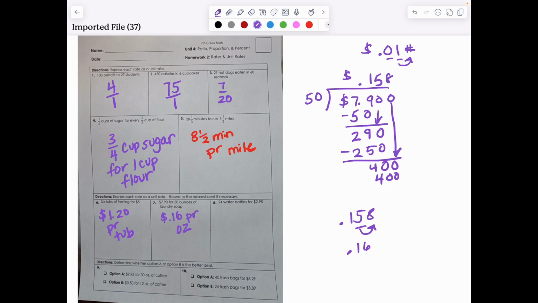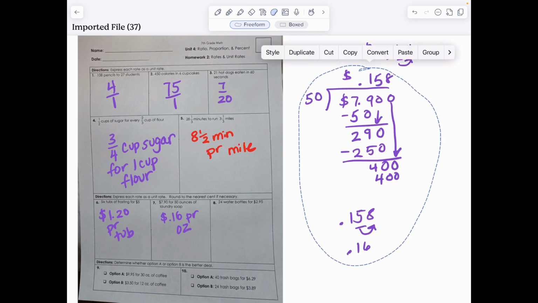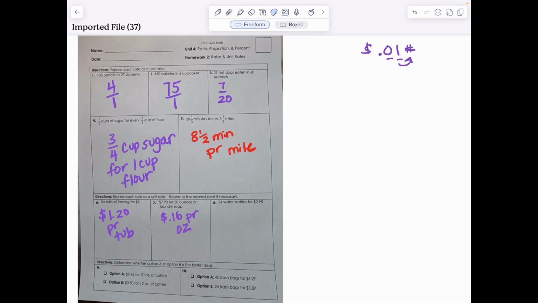Now this is really helpful because maybe it's $7.90 at one grocery store for 50 ounces, and it might be $8.30 for 60 ounces at another, and you want to see which one is cheaper. Is it worth driving to a different grocery store to get a better deal?